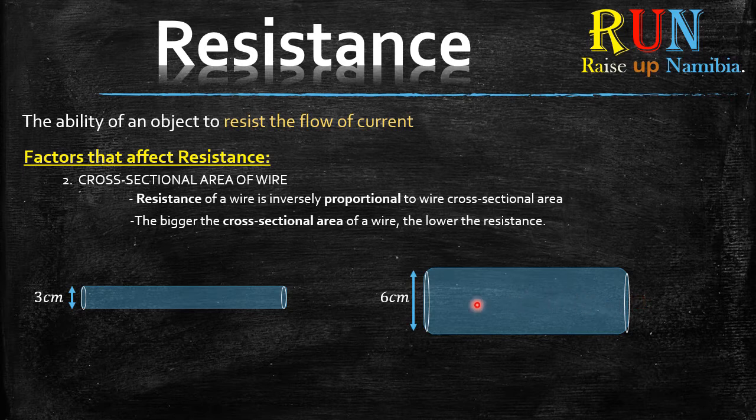Why is it so? Because basically if you look at a thin wire, even when it comes to the flow of charges or current, there is not a lot of space, okay? But the thicker the wire, the more free space there is for the charges to flow, compared to when it has a smaller cross-sectional area, okay?